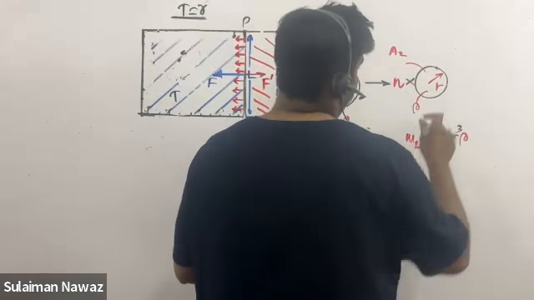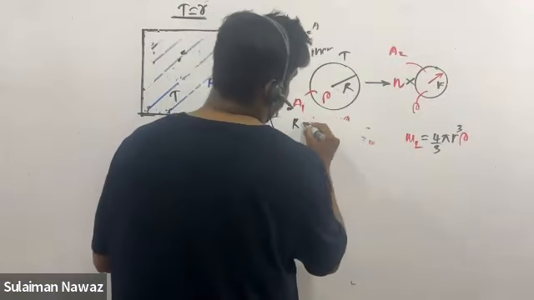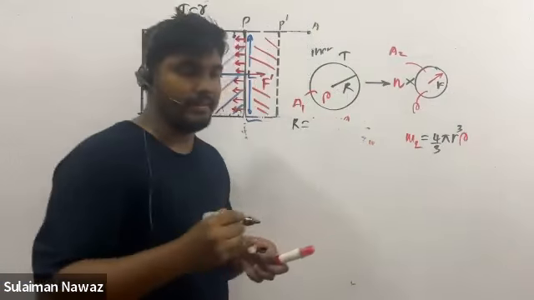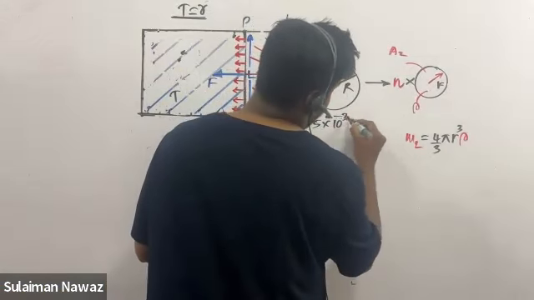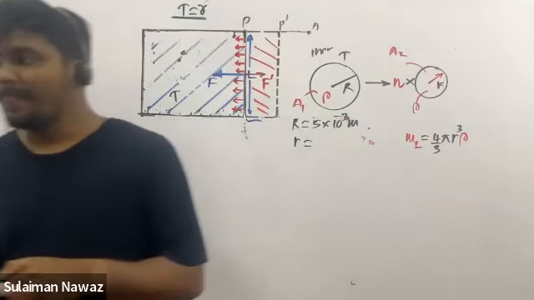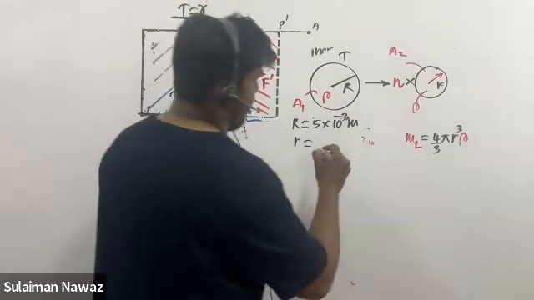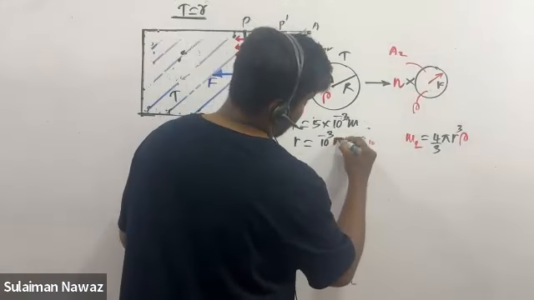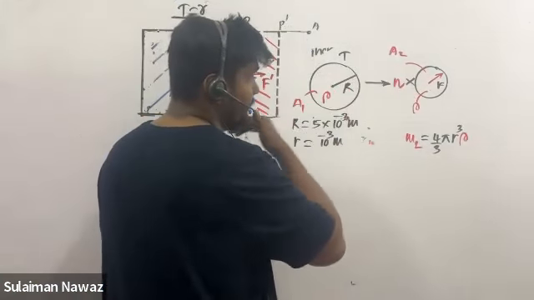Small r and capital R are known. Capital R is 0.5 centimeters, which means 5 into 10 to the power minus 3 meters. Small r is 1 millimeter, which means 10 to the power minus 3 meters. Then same idea: the mass before and after is the same.